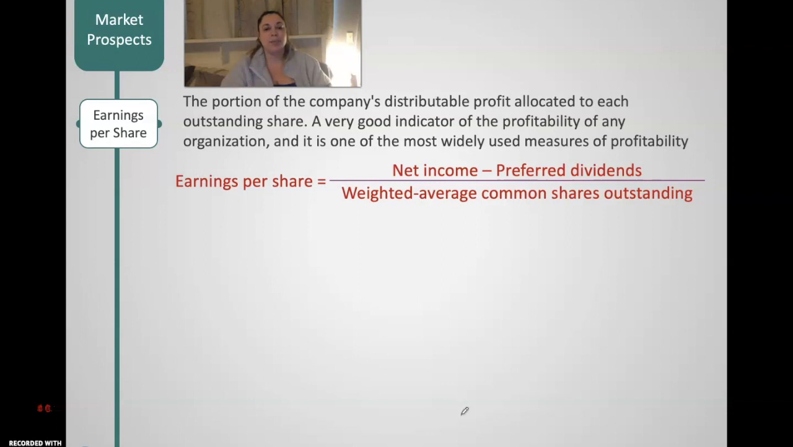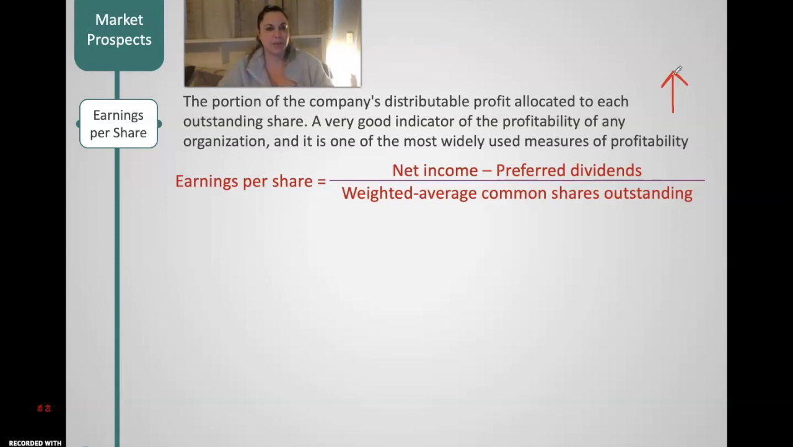It's the portion of the company's distributable profit allocated to each outstanding share. It's a very good indicator of the profitability of any organization, and is one of the most widely used measures of profitability. Like I said, it's a very important number. We want the higher, the better. A lot of people in finance won't invest in a company unless earnings per share is over a certain dollar amount.